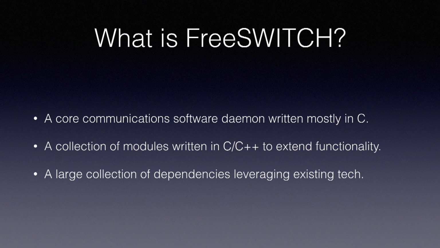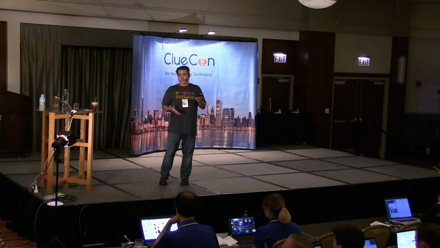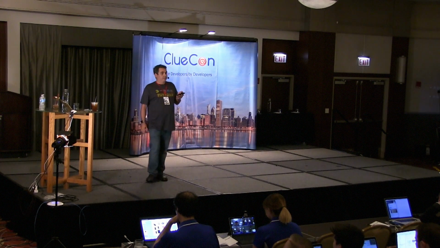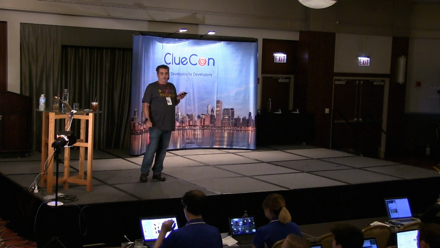Okay, so FreeSWITCH is a core communication software daemon written mostly in C. It is capable of being ancillary C++, but mostly in C because we're pretty much a C team and that's what we do best. It also has a collection of modules around that, which are written in C and/or C++, and that helps to extend the functionality to other parts of the computer. So that's kind of a 10,000-foot understanding of what it is. It's these three things, including also a large collection of dependencies.